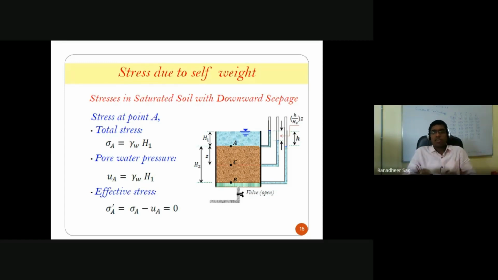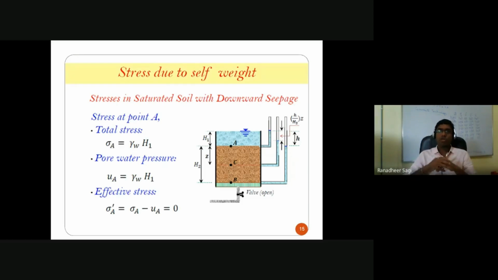And when we started talking about the stresses, we discussed three varieties of stresses. One is total stress, the other is pore water pressure, and the third one is effective stress. All that I am talking about, either total stress or effective stress, are in the vertical direction.